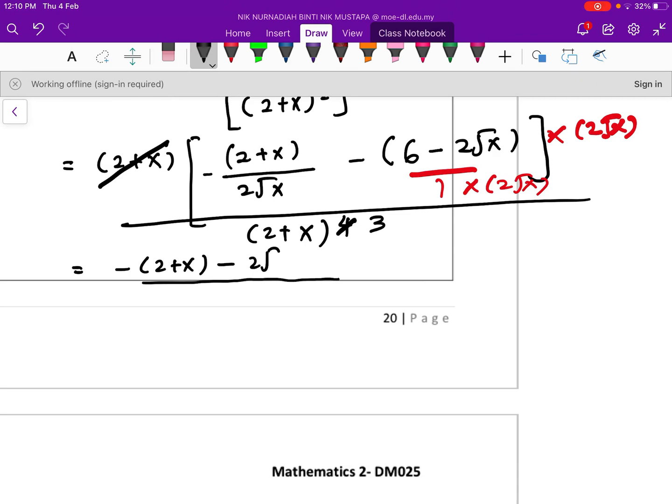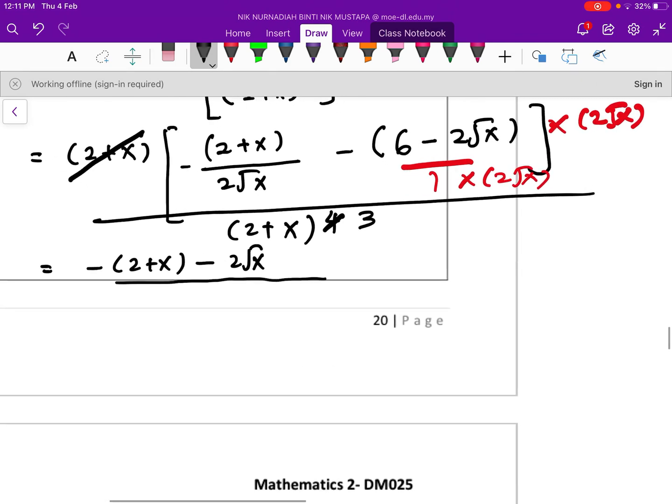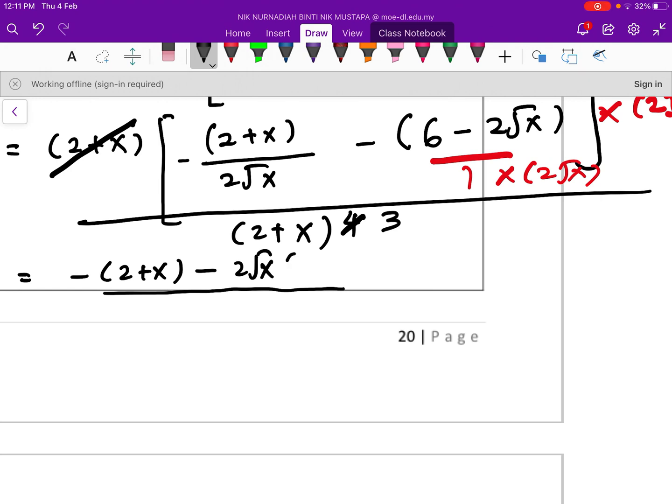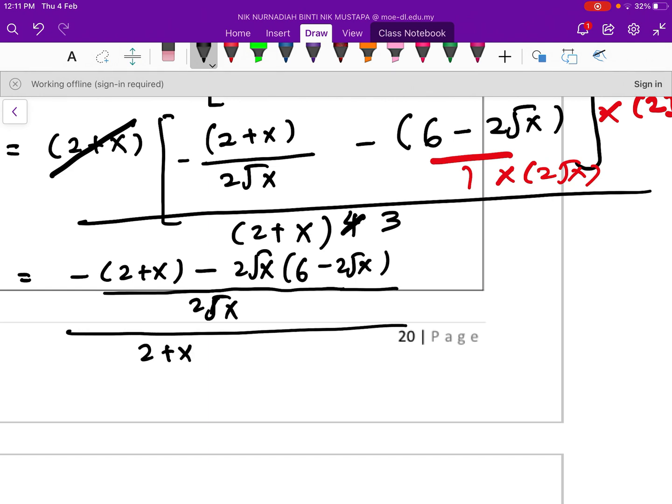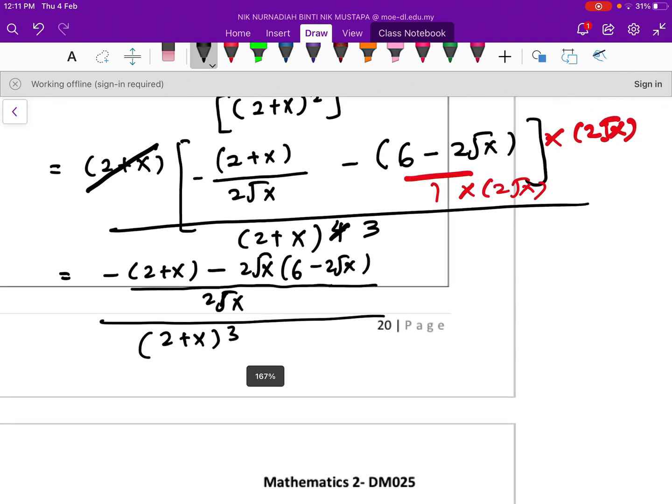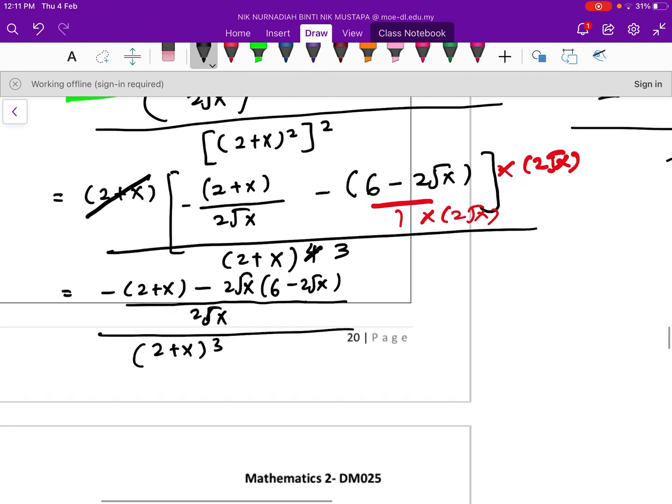Okay, so dia akan jadi negative 2 set x. Masya Allah. Negative 2 set x. 6 minus 2 set x over, okay, over 2 set x lah. Okay, over 2 plus x power of 3. Okay, ni tak cantik lagi ni. Kena dicantikkan lagi. Okay, dia akan jadi.